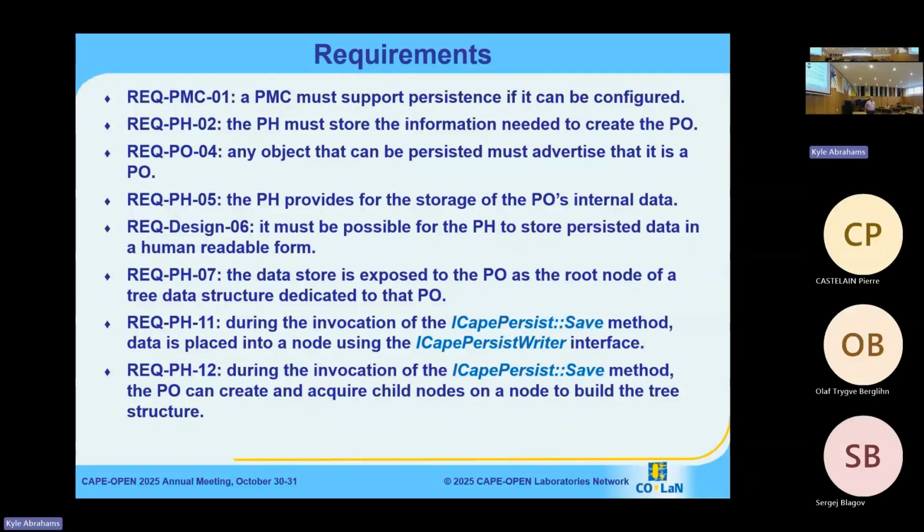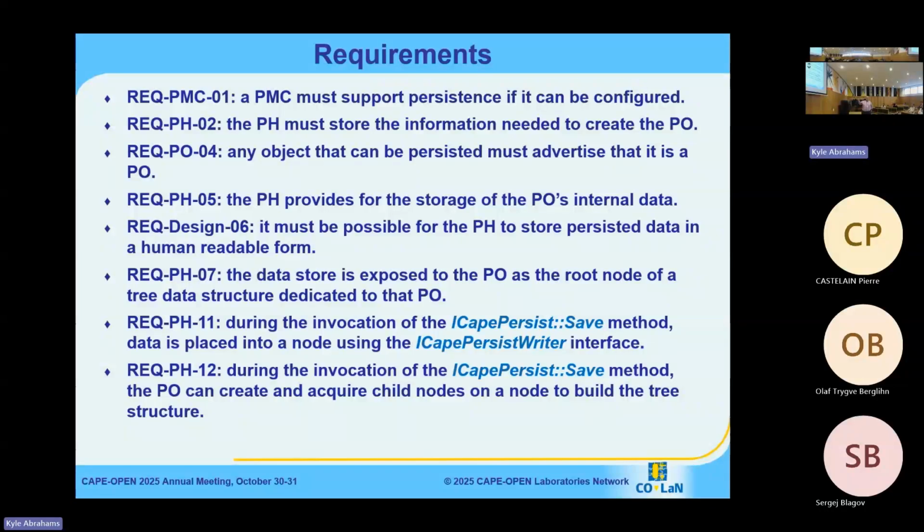So, quick view, I pulled out a handful of the requirements. One of them will be that a PMC must support persistence if it has anything that you can change its configuration. Okay, so if you've got a parameter value that you want to change, you've got to use persistence to save it and then restore it. The persistence host has to store all of the information necessary to recreate the persistence. So whatever the persistible object spits back to the persistence host, it needs to be able to present back to the persistible object.